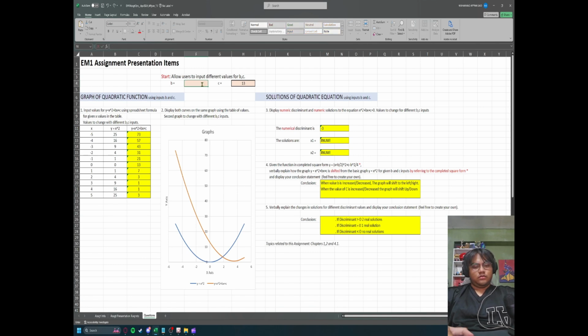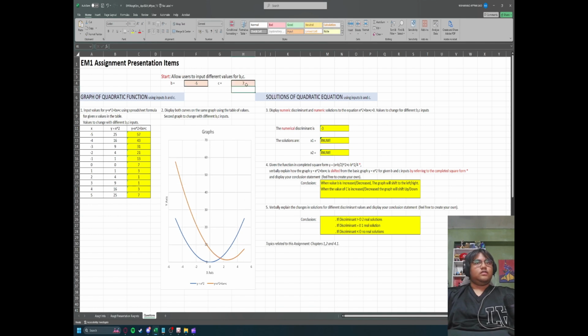So let's change b to -5 and c to 7. See? Negative discriminant number, orange line above the x-axis, and no real solutions. Therefore, when the discriminant is less than 0, there are no real solutions.